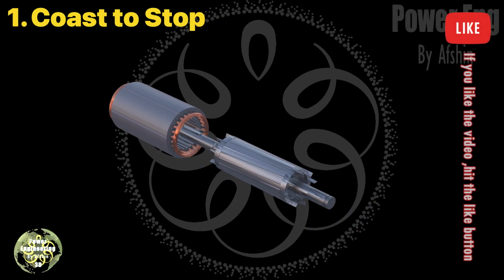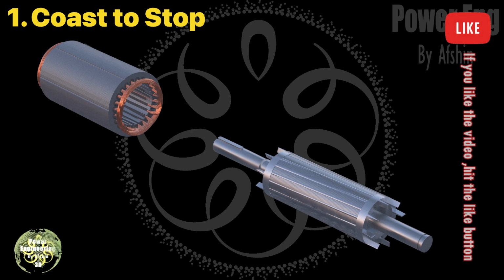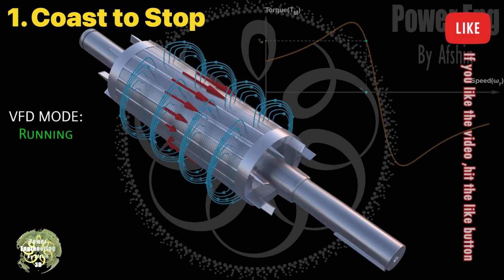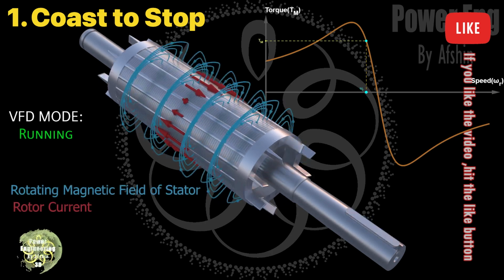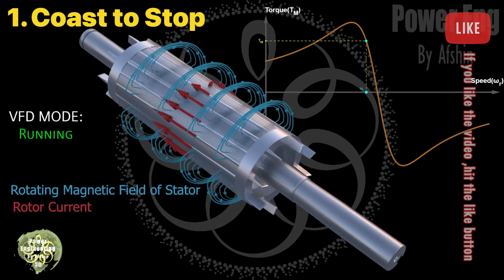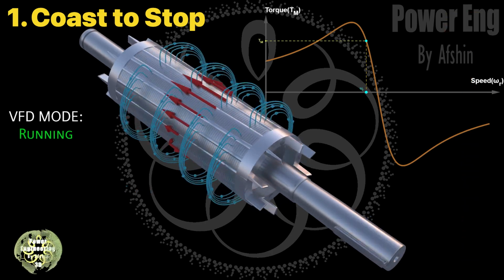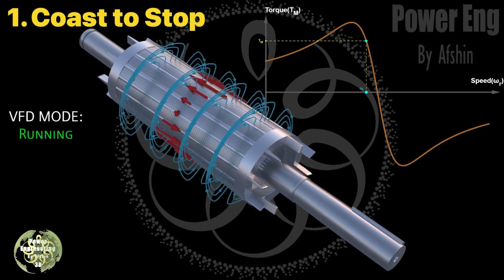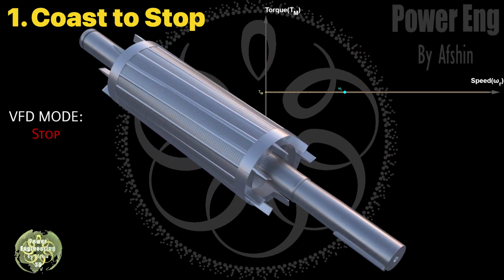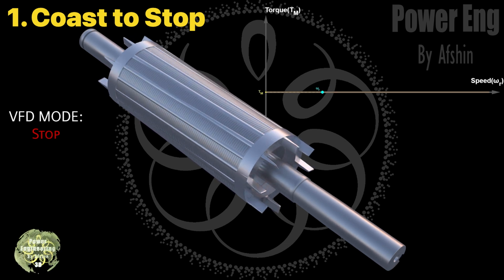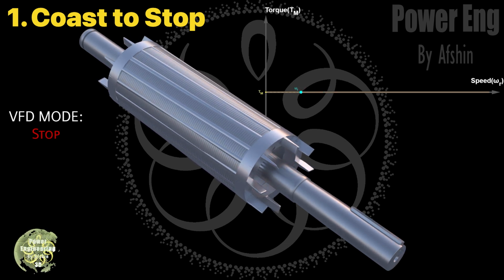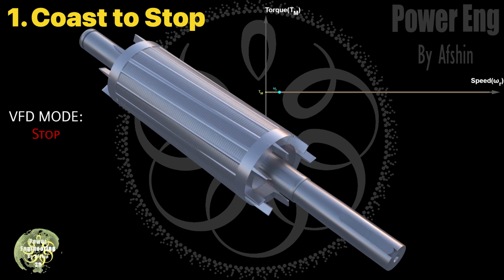First method. Coast to stop. In this method, when the VFD receives the stop command, it cuts off the voltage applied to the stator, and the motor and its load continue to spin freely until they eventually stop. The stopping time depends on the inertia of the motor and load. This method is suitable for applications where stopping time is not critical.